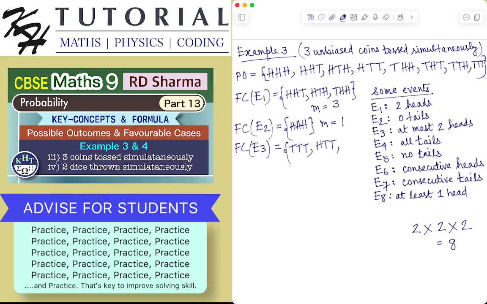It is tail, head, tail and tail, tail, head. So m, small m, for the event E3 is 4. Okay, let's see what are the favorable outcomes of event E4. Event E4 says all tails. So obviously for all tails there will be only one outcome, that is tail, tail, tail.